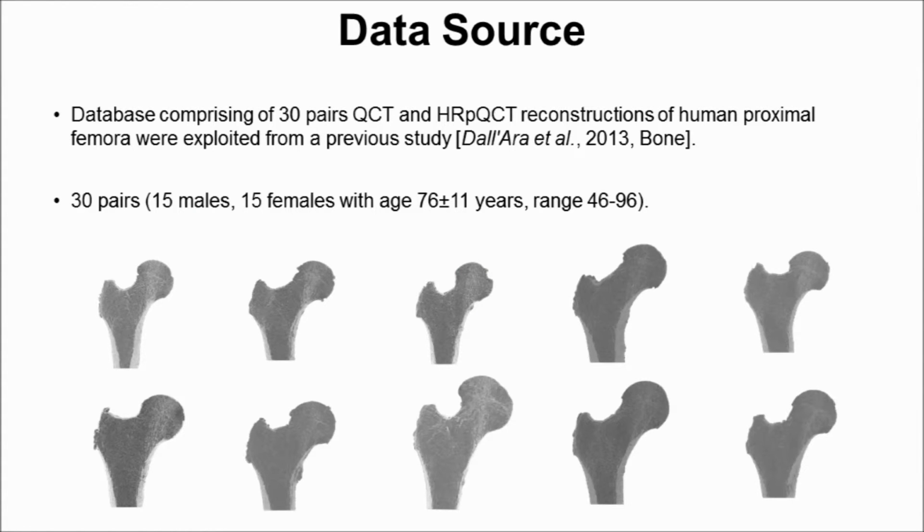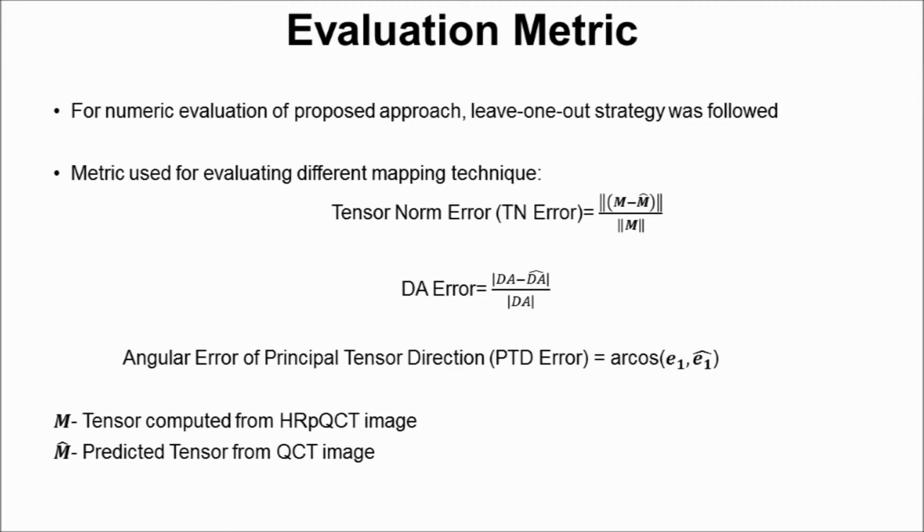The evaluation was performed on a database of 30 femurs. Example images of the femurs are presented here to show variation in the database. Three evaluation metrics were used. They are the tensor norm error, the error in the degree of anisotropy, and the angular error of principal tensor direction. A leave-one-out strategy was followed for performing numerical evaluation.